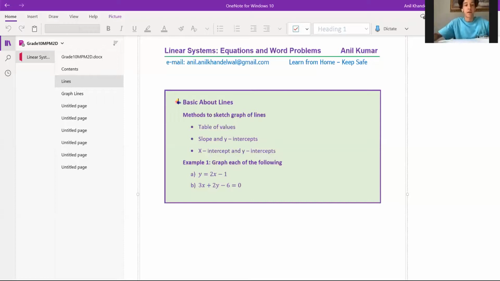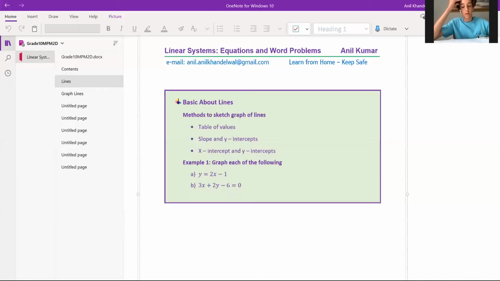Now, quickly, can you tell me what is the slope of this particular line 3x plus 2y minus 6 equals 0? Is it positive or negative? It would be positive. Why?